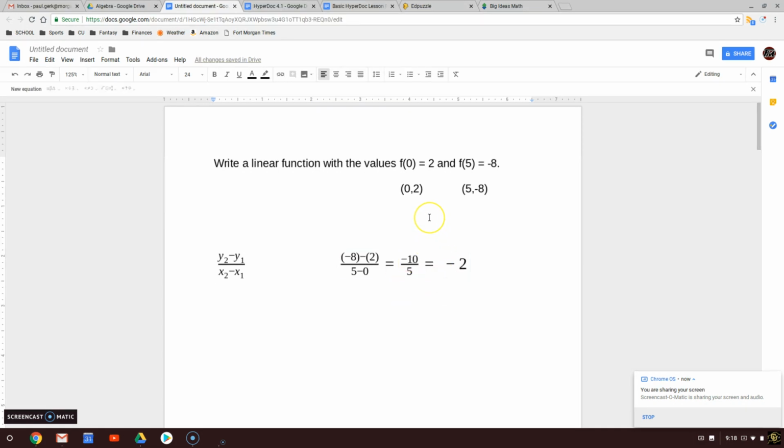And remember, our y-intercept is just going to be whenever our x value equals 0. So here our x value is 0, and our y value is +2. So this is my y-intercept right here. We found our slope to be -2. We have our y-intercept as +2. So we are going to write our equation as y equals mx plus b. And remember, our slope is our m value in this situation. There is my m value right there.